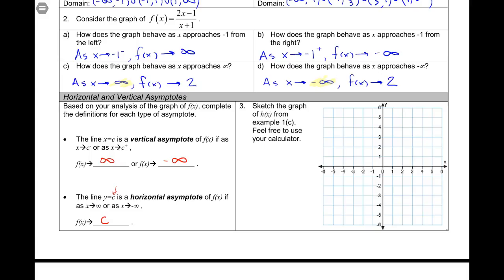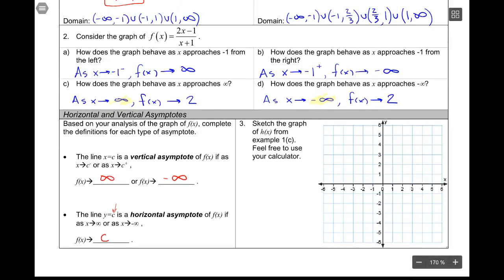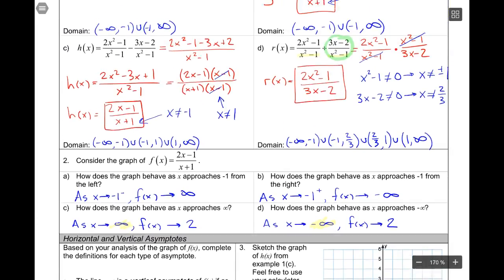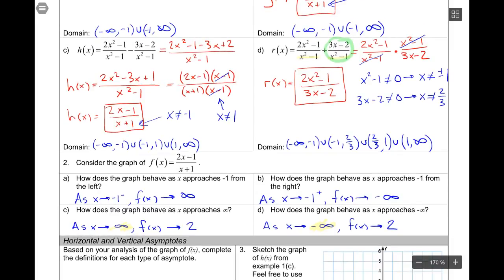Question 3 says sketch the graph of h of x from example 1c. Feel free to use your calculator. So I've got to scroll back up and take a look at that example 1c. So it was this one. I'm going to graph the unsimplified version of this right here: 2x squared minus 3x plus 1 over x squared minus 1.